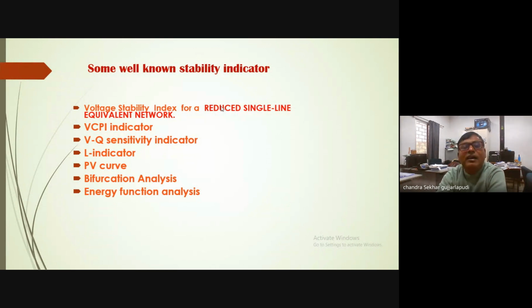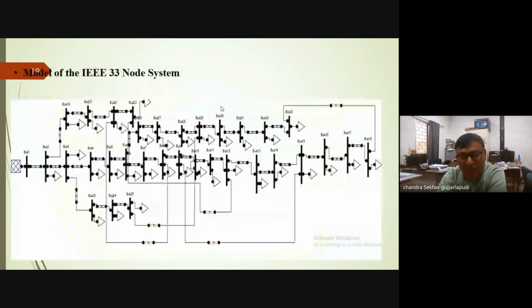and based on the data, you can do some kind of assessment. Any configuration assessment, voltage stability assessment, you can do.